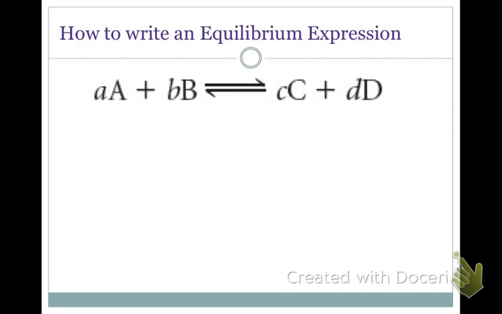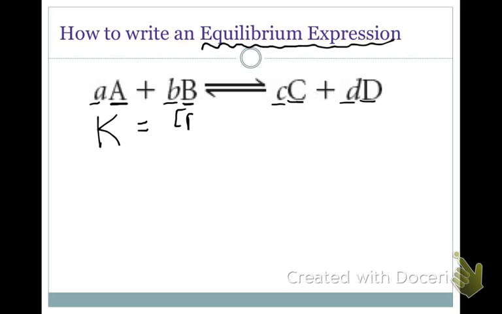So here we have a basic reaction. We've put letters in there instead of elements just to simplify it. But the lowercase letters are representing the coefficients. The uppercase letters are representing different elements that could be in here. So if you ever are asked for an equilibrium expression, all this is that you have a value K, and we'll go through what K is in just a bit, and that is equal to the products to whatever power their coefficient is. So the coefficient essentially becomes an exponent over the reactants.